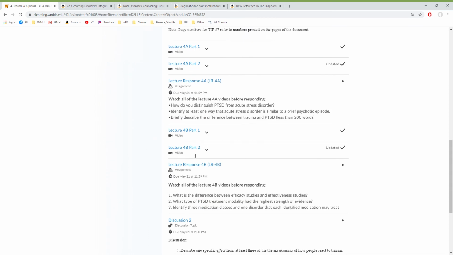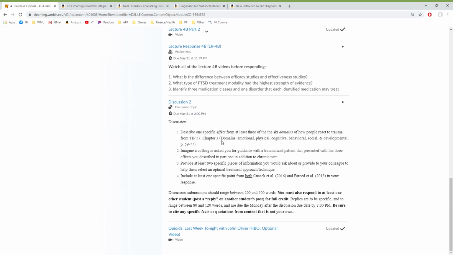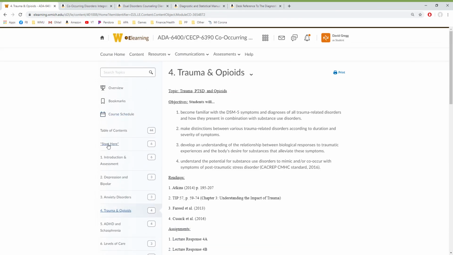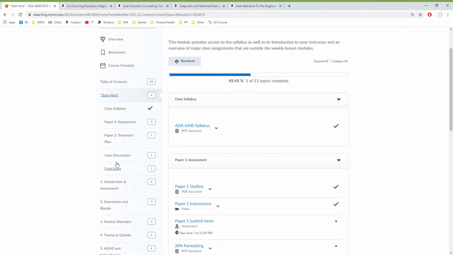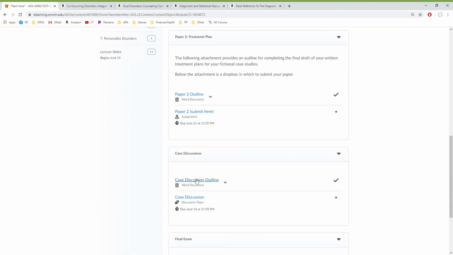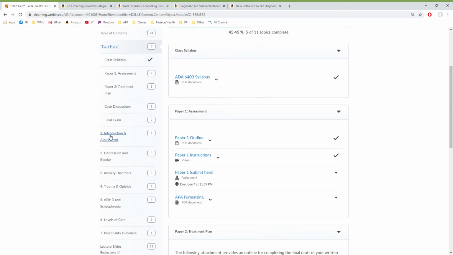So you see how we have these weekly discussions here at the bottom? Typically for one of these discussions, you only have to reply to 1 other student. So most discussions, that's what it's going to be like. However, when you're doing the case discussion here as part of the main project here, this one will require 3 replies. So just make sure to keep that in mind. Stay familiar with these outlines and make sure to read them carefully.